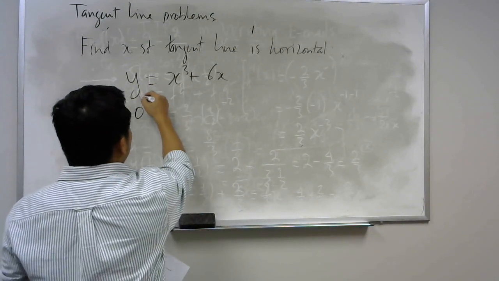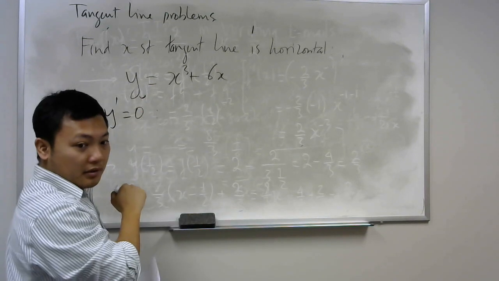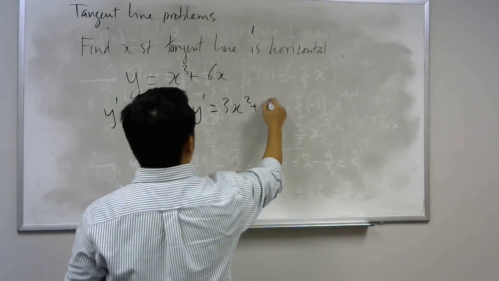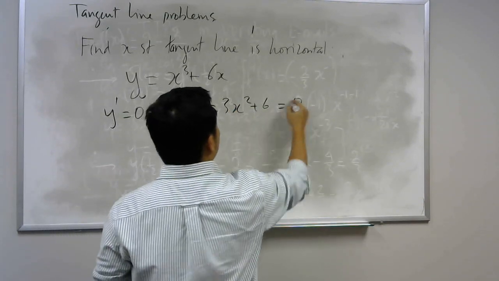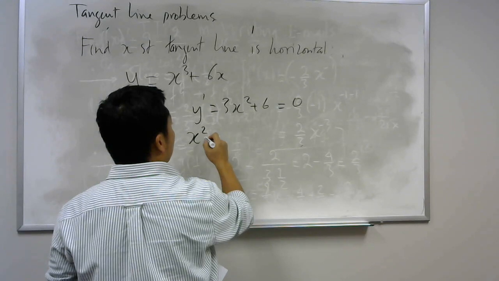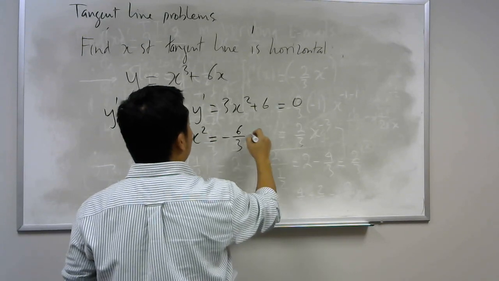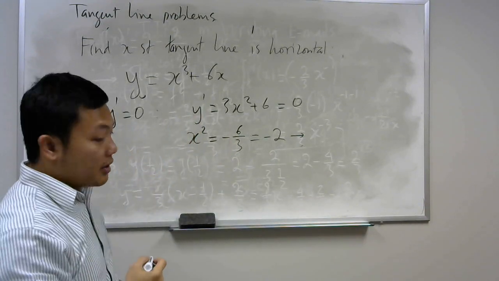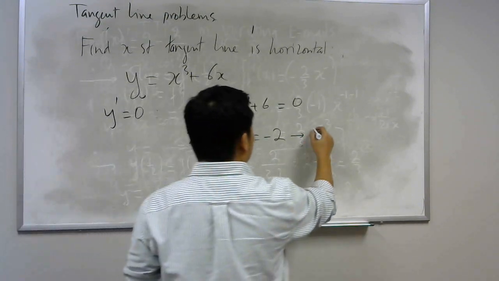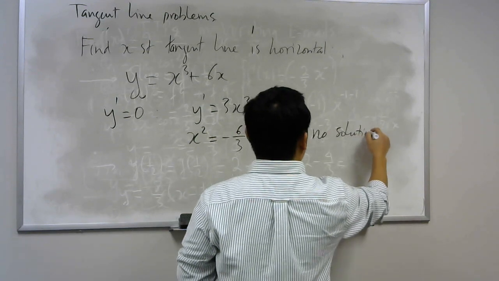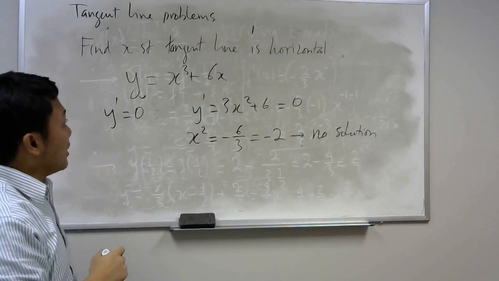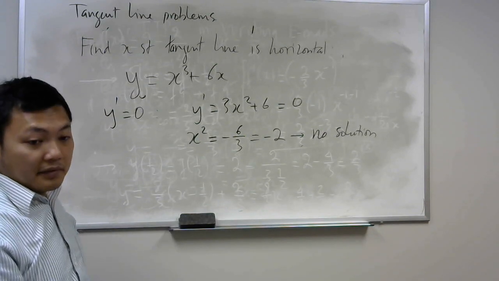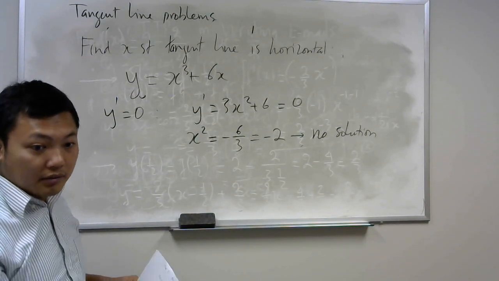That means you have to take the derivative of this function and then set it equal to 0, and you solve for x. So y prime is 3x squared plus 6, and then you set it equal to 0, and you solve for x. You get x squared equal to negative 6 over 3, which is negative 2. In this case, the equation does not have any solution. And how to write the answer? That means there is no x where the tangent line is horizontal. It means the graph of this function does not have any horizontal tangent line.